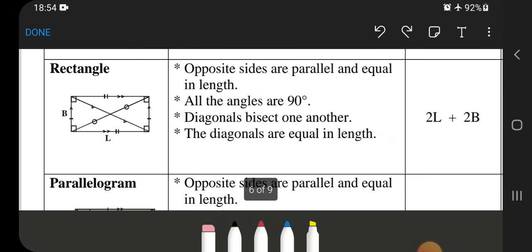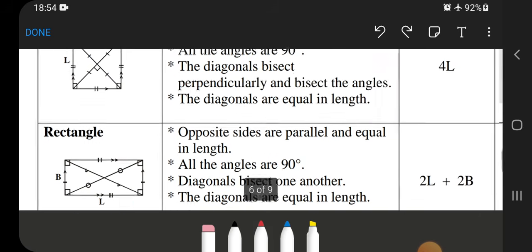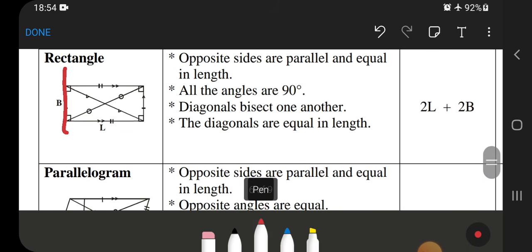And then we have a rectangle. Diagonals bisect one another as well. So this side is equal to this side, and this side is equal to this side. As long as you see bisect, that's what you know. The diagonals are equal in length, but they do not bisect the angles. They don't cut these angles in half, okay? And then all angles are 90 degrees. And then opposite sides are parallel. So this side is parallel to this one, and this side is parallel to this one.